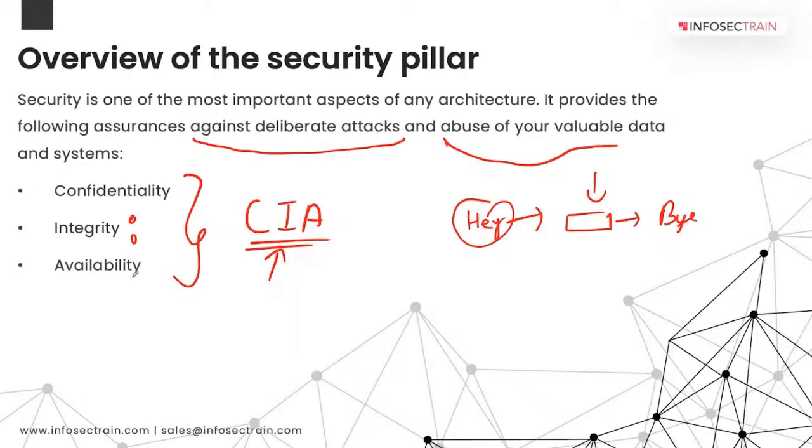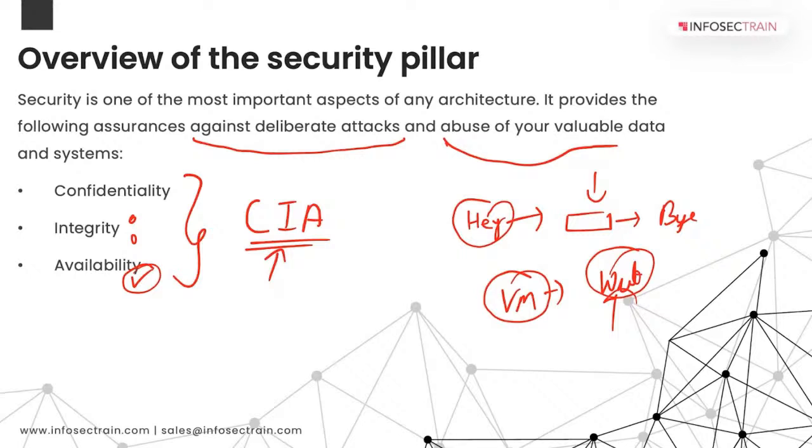And then there is going to be your availability, that yes, if there is a VM, there is a web server, those things should be available to you. So either it is a cloud service or your on-premise service, we need to protect these CIA. When you are planning for the architecture, if you plan for these things, you will have the confidence that our CIA is preserved, right?